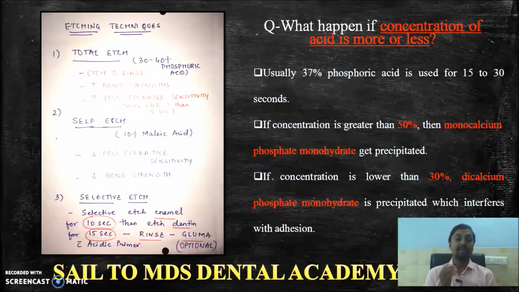Okay friends, so as I have told, we have to use a certain concentration of acid. Imagine if you are using more concentration or less concentration, what will happen? If concentration is greater than 15%, then monocalcium phosphate monohydrate will form. If concentration is lower than 30%, the dicalcium phosphate dihydrate will form. Both of these will interfere with the adhesion. So the recommended concentration, that is 37% phosphoric acid, is to be used.